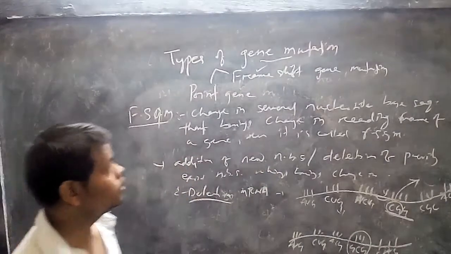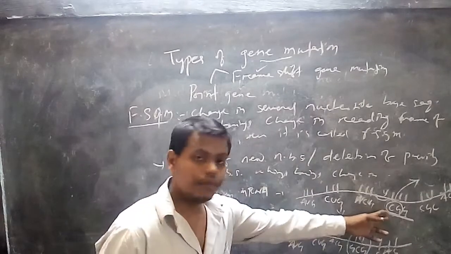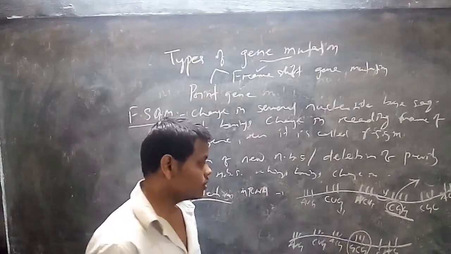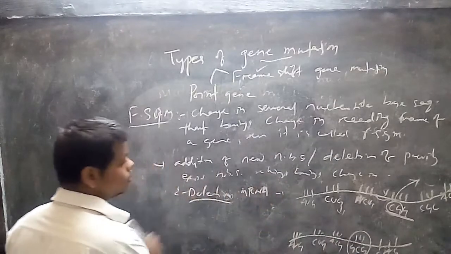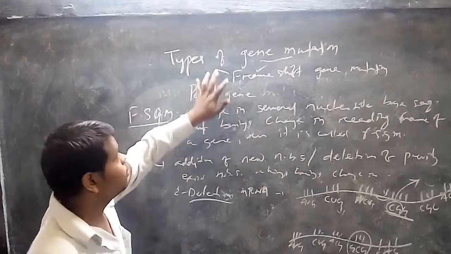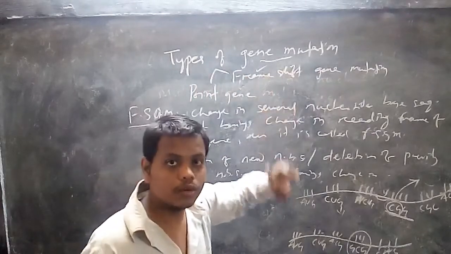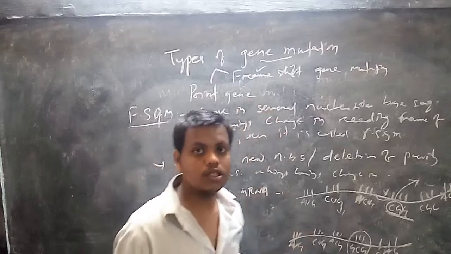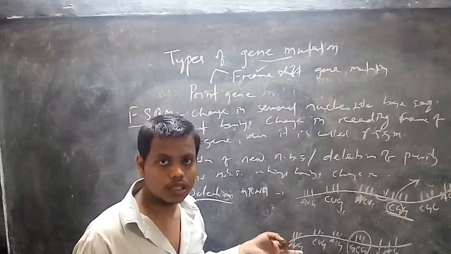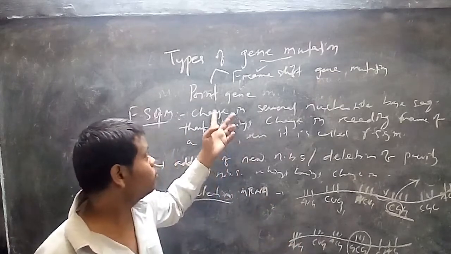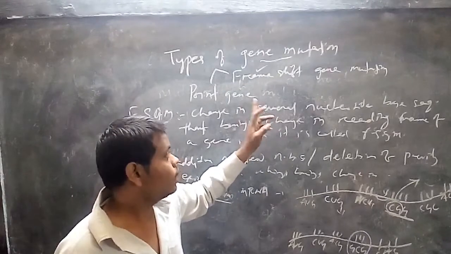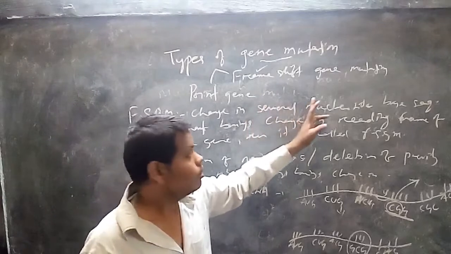Frame shift gene mutation. When more than one nucleotide base sequences are deleted or added, and that brings a change in the reading sequences of the gene, then that is called frame shift gene mutation. This is the condition, this is the things discussed about types of a gene mutation. There are two types of gene mutation. One is point gene mutation, another is frame shift gene mutation. In point gene mutation, only a single nucleotide base sequence undergo change. Point mutation is three types. One is your silent mutation, another is missense mutation, another is your nonsense mutation.